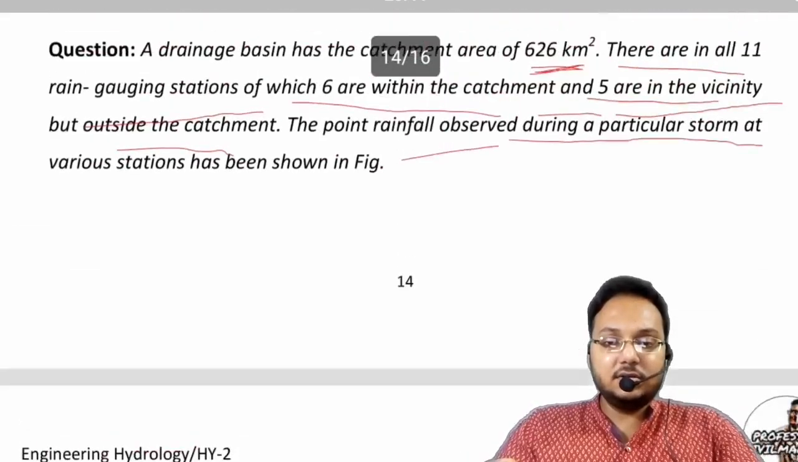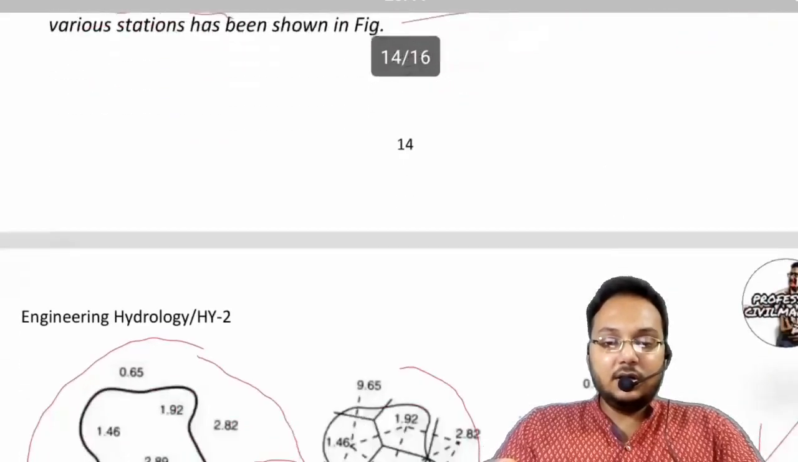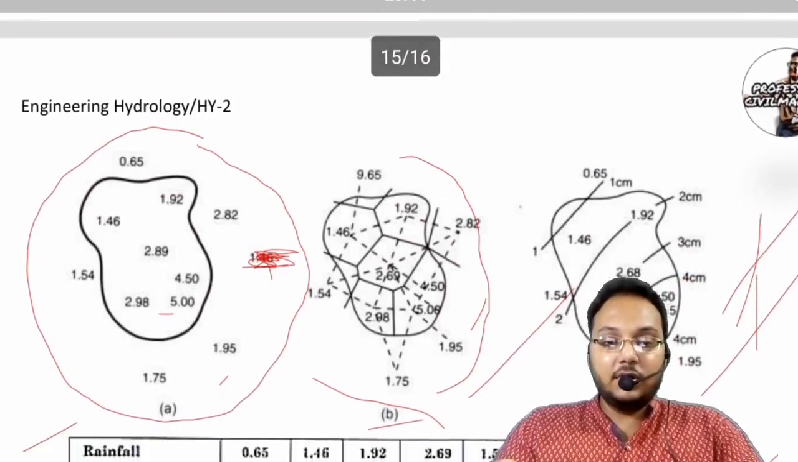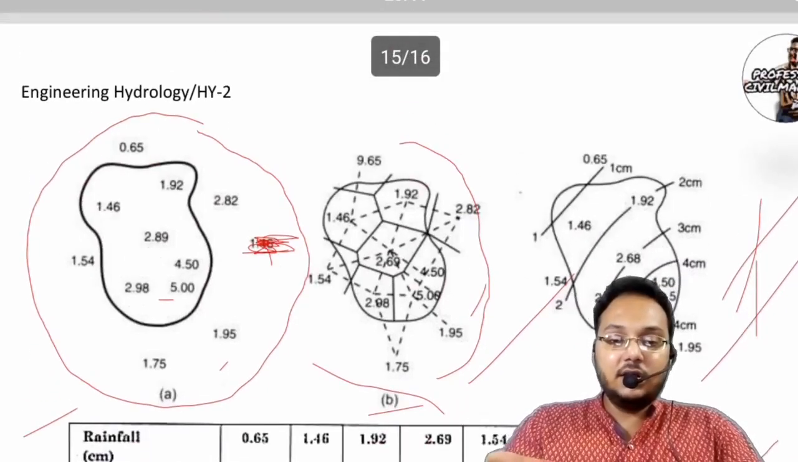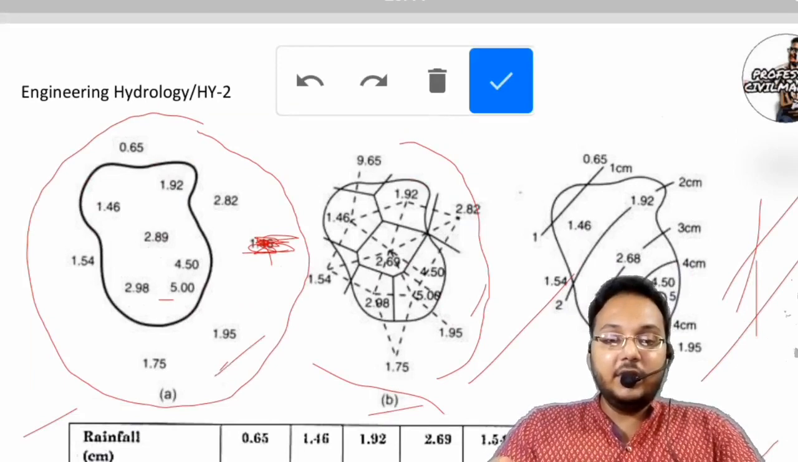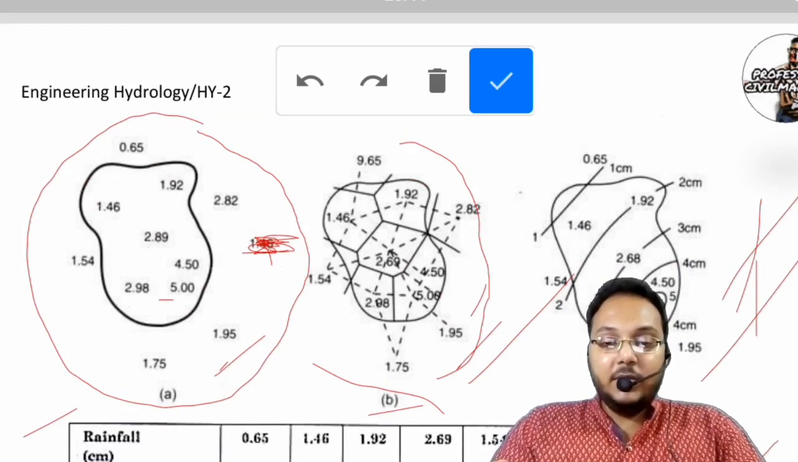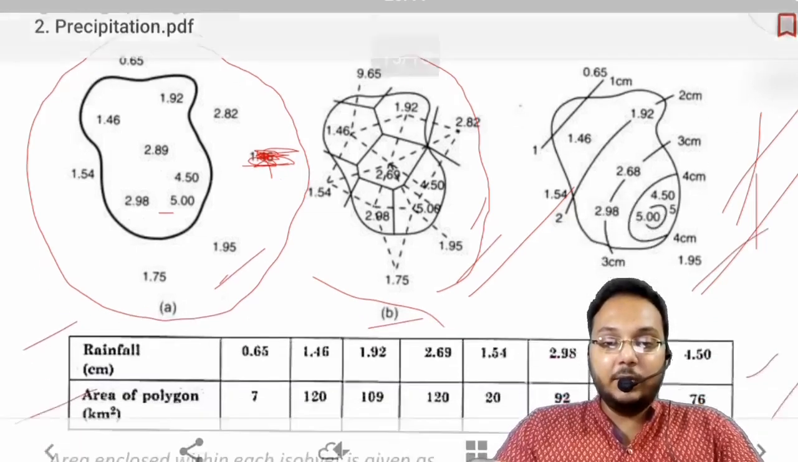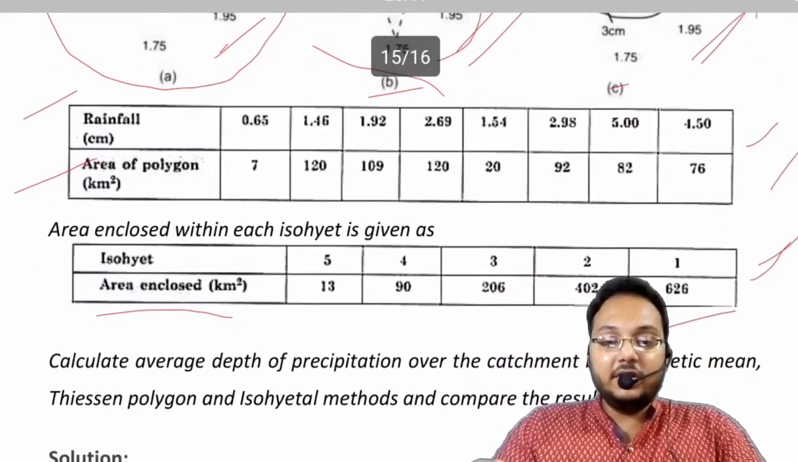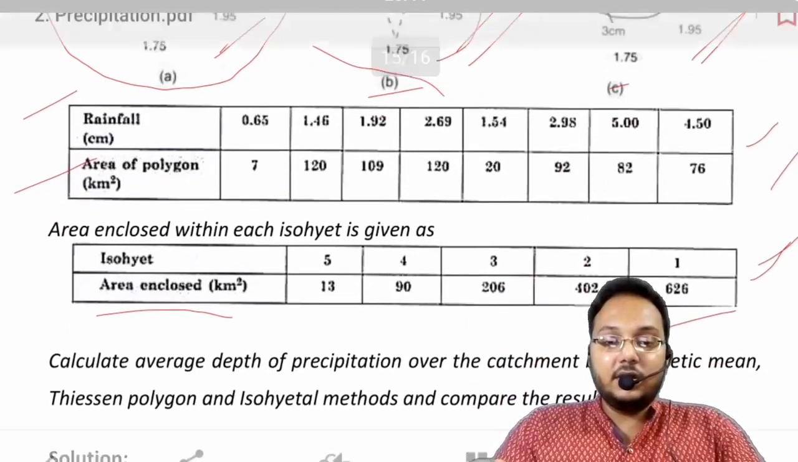This is the question, this is the figure. First one is the general figure. Arithmetic mean method can be used by this figure. Second one is the Thiessen polygon method figure, and third one is the isohyetal method figure. And next we have these two tables for Thiessen polygon method and isohyetal method.